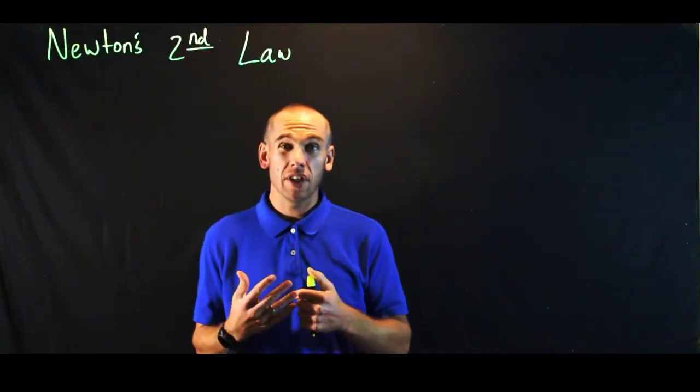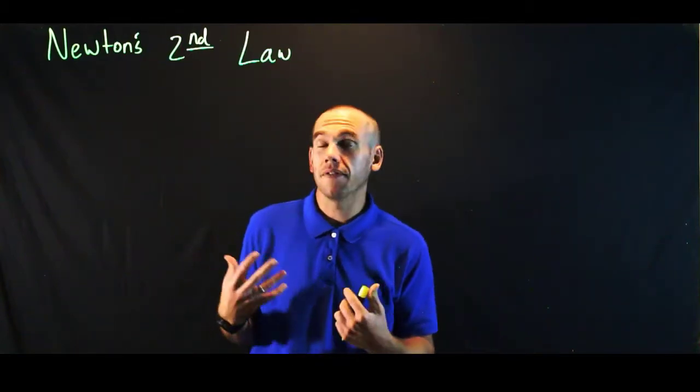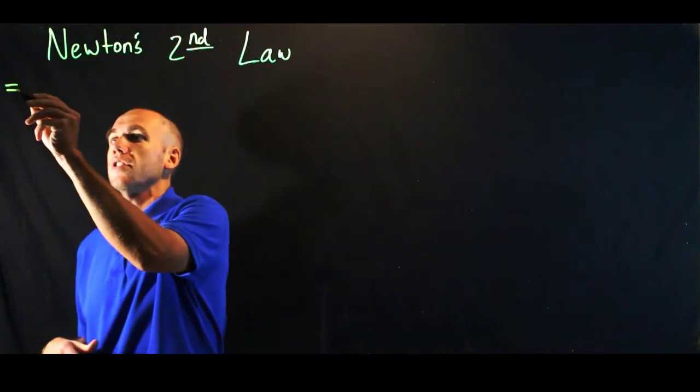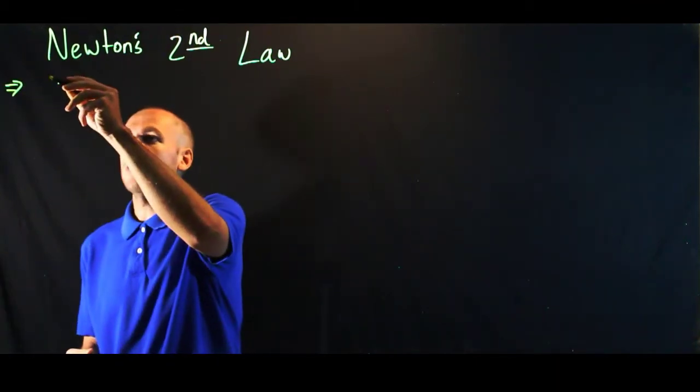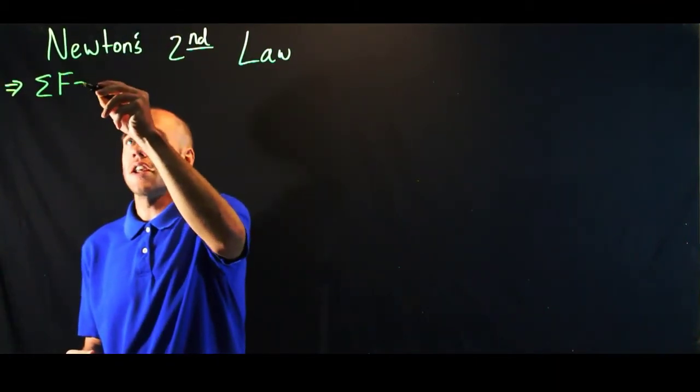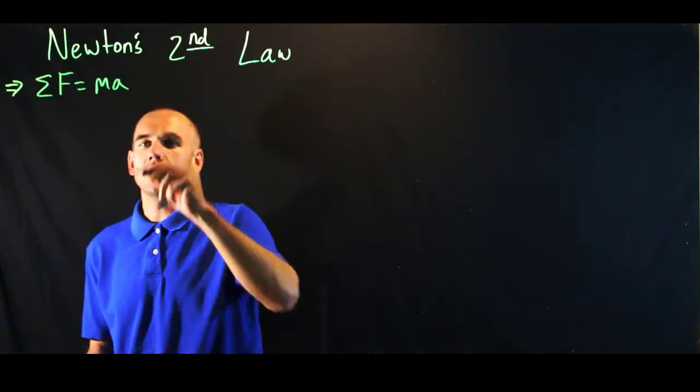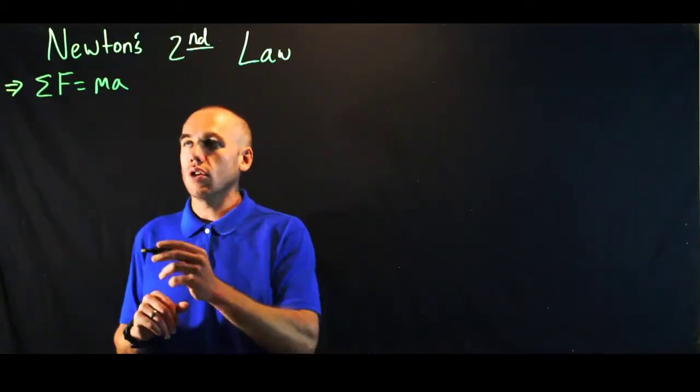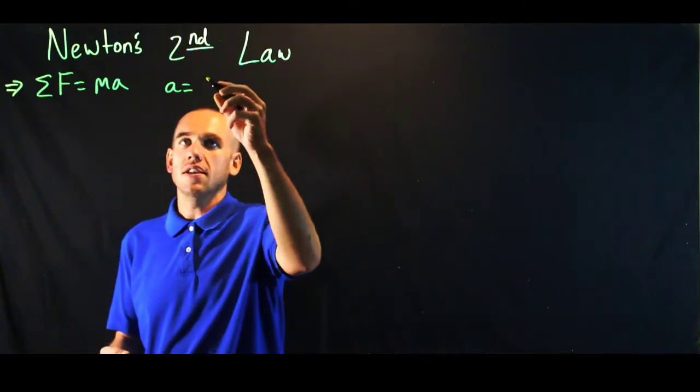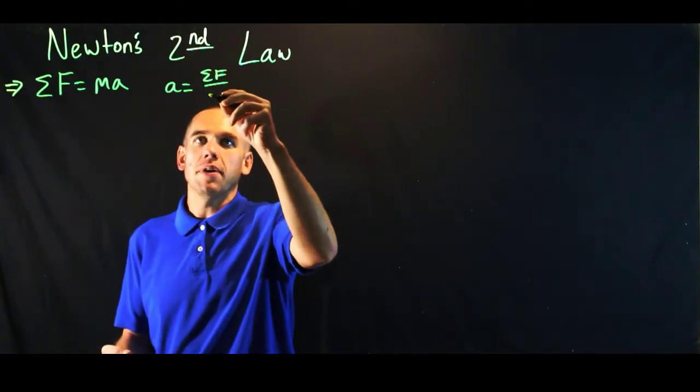In this lesson, we're going to take a look at Newton's second law, work an example problem, and define what a Newton is. So first thing, what is Newton's second law? Well, Newton's second law says net force is equal to mass times acceleration. That's how I usually write it. You could also say acceleration is equal to the net force divided by the mass.